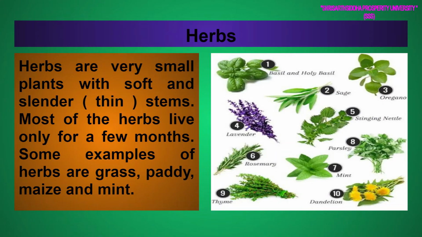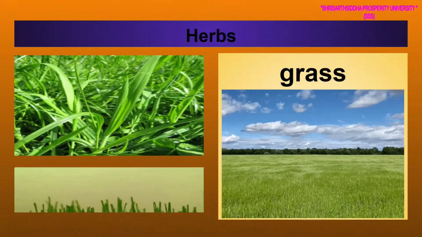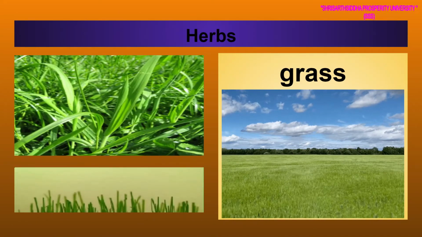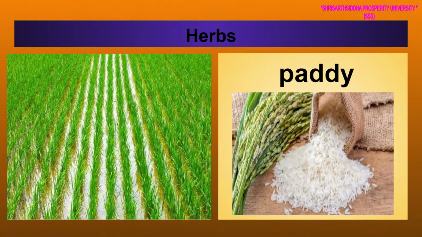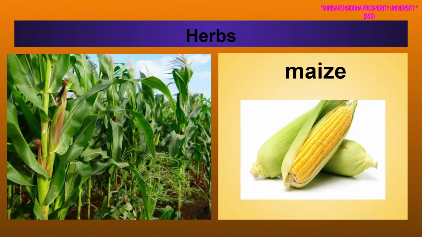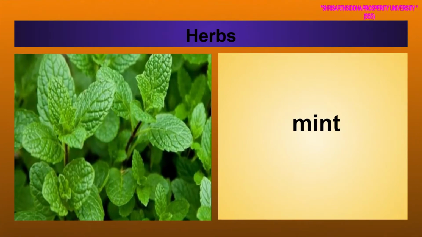Let's learn herbs. Herbs are very small plants with soft and slender, thin stems. Most of the herbs live only for a few months. Some examples of herbs are grass, paddy, maize, and mint.